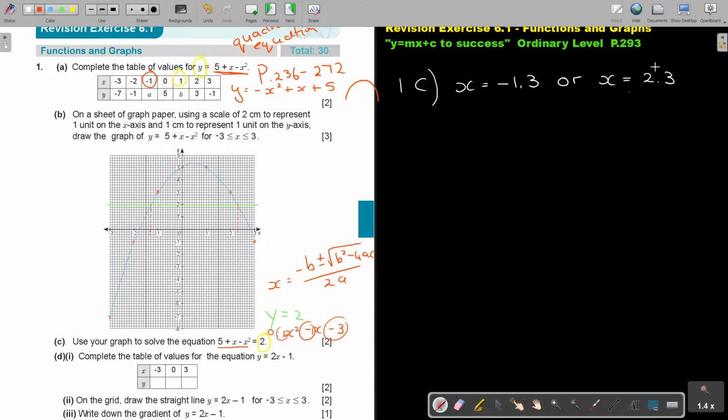Okay, I'm going on. Complete the table of values for the equation. Oh, they were so nice. They're not always going to be so nice. This is a straight line. Sometimes they don't give you the table. They just say, draw the equation y equals 2x minus 1. Then you must create your own table. And if you create your own table, just take the values. This is x, y, take -3, take a middle one, take the end one.